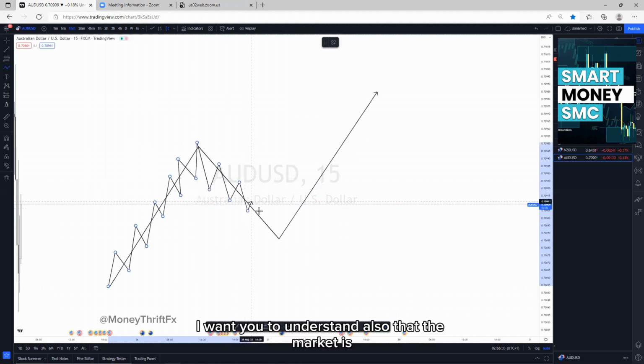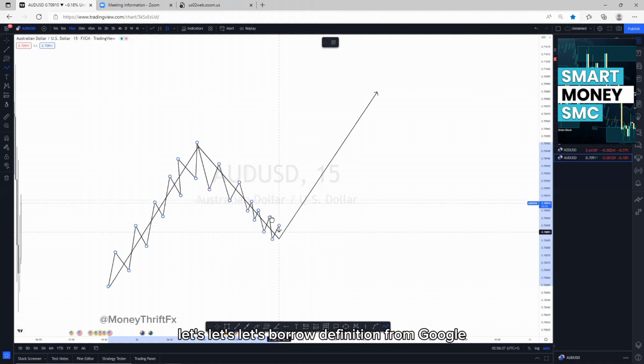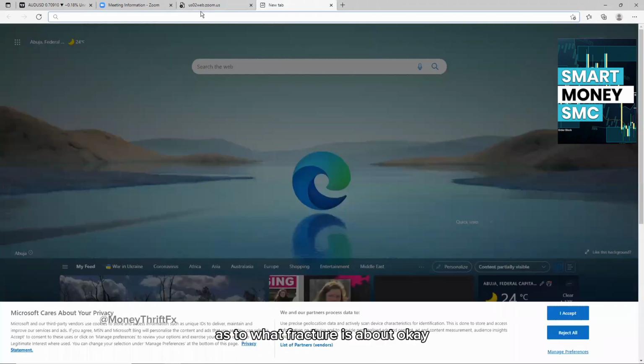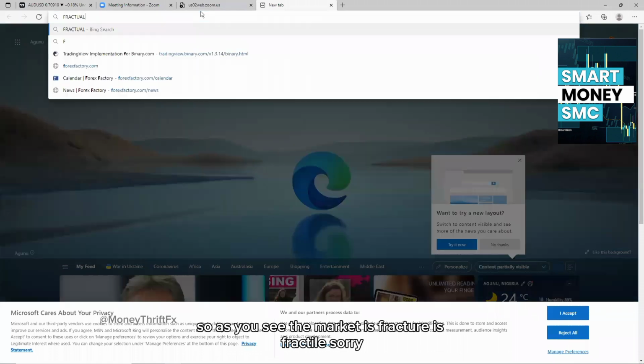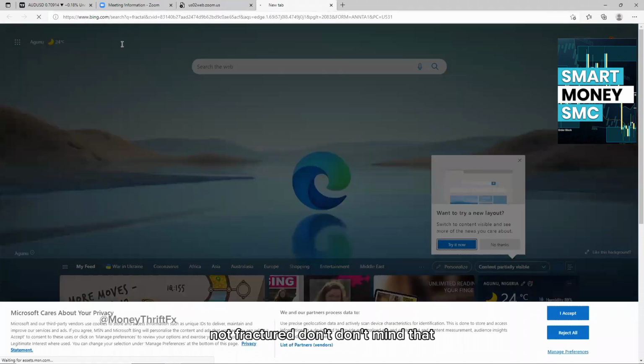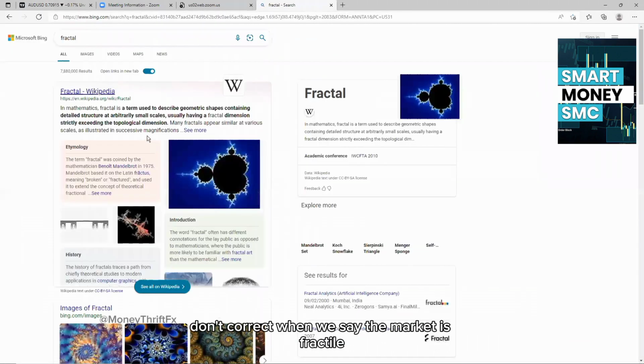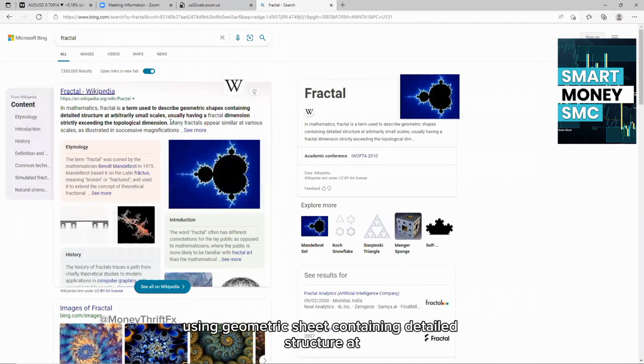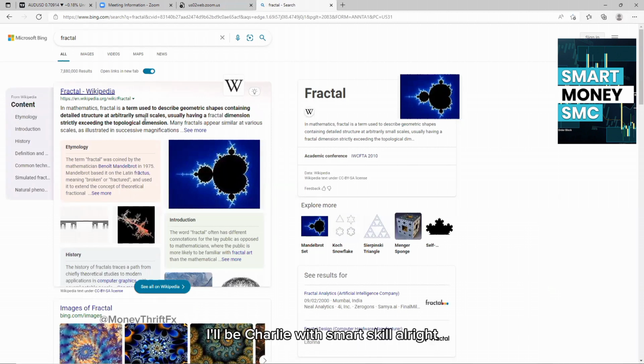And then I want you to understand also that the market is fractal. Let's borrow a definition from Google as to what fractal is all about. So when we say the market is fractal, it's a term for a geometric shape containing detailed structure at arbitrarily small scales.